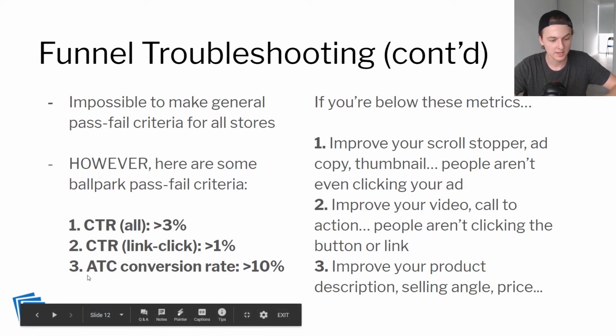Now, the third one is add to cart conversion rate. This is once people actually land on your website, what percentage of them show interest in the product and add to cart. Ideally, you want to see this at above 10%. Now, this is for lower-ish ticket products, right? I usually sell products under $30 selling price. And so if you have a higher selling price, obviously this add to cart rate is going to be lower. And that's why I said it's impossible to make general criteria for all stores. But in my experience, the add to cart conversion rate is going to be above 10% for a good funnel.